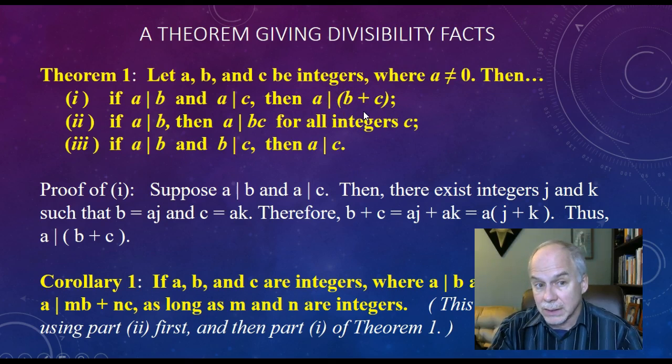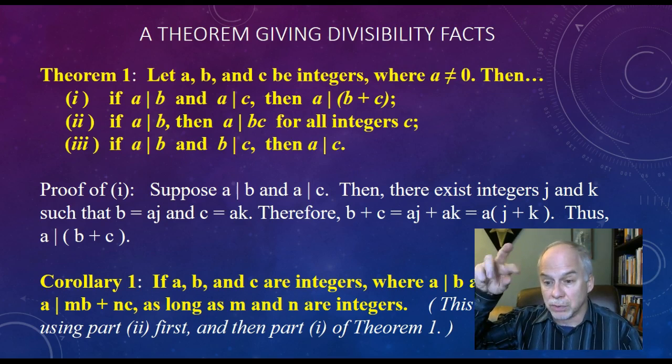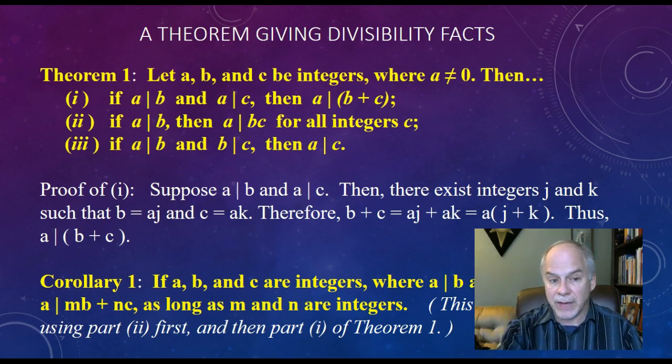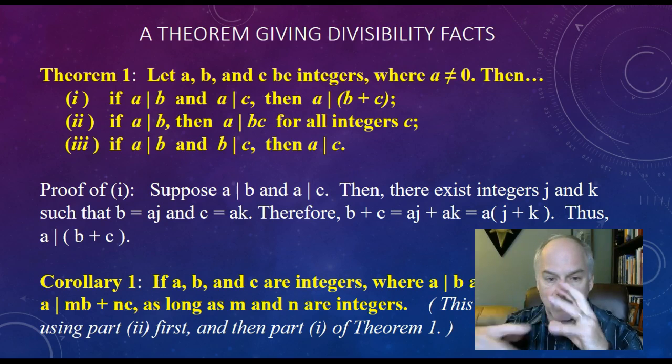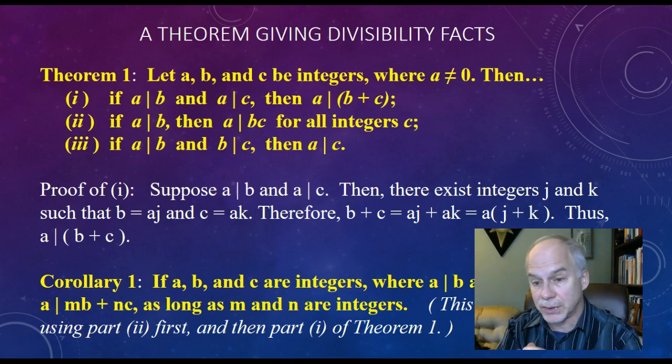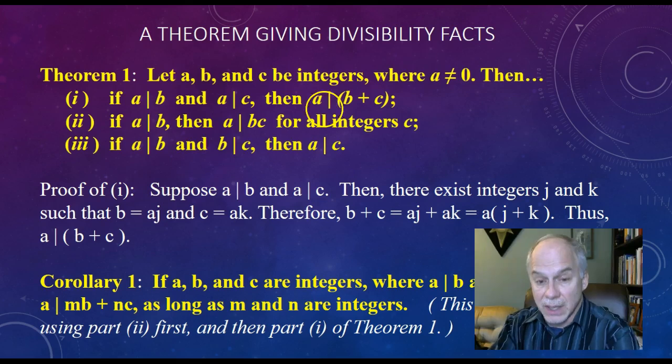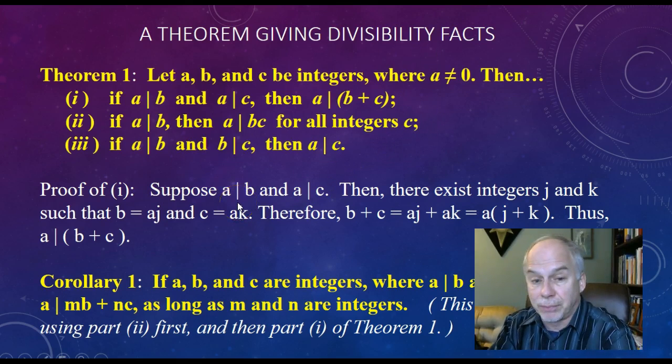Okay? Now if a divides b, then isn't b a multiple of a? And a divides c, then c is a multiple of a. So what happens when you add 2 multiples of a? Well, you're going to get another multiple of a. I mean, that's one way to describe why this works in English sentences. But with math, you want to prove things.